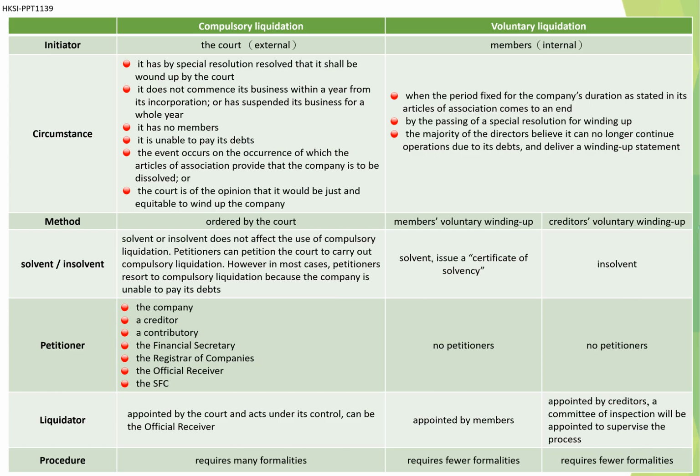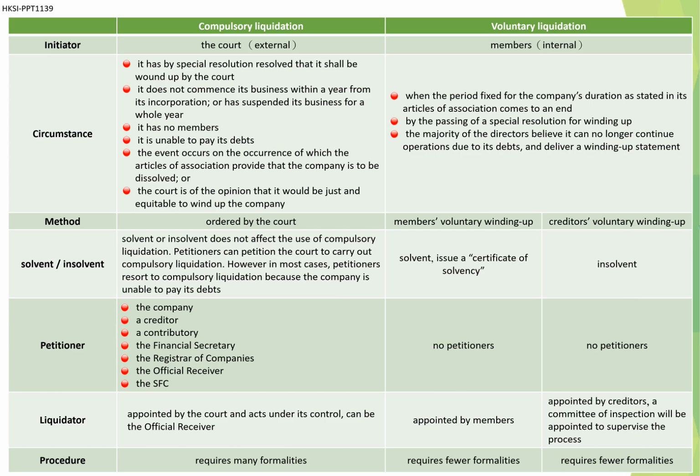Reasons for adopting compulsory liquidation include: the company passes a special resolution to have the court carry out the liquidation, does not commence its business within a year from its incorporation, or has suspended its business for a whole year, the company has no members, in other words, no shareholders or financiers. The company is unable to repay its debts. Or, the company experiences an event that meets the dissolution conditions specified in the Articles of Association, or, the court is of the opinion that it would be just and equitable to wind up the company.